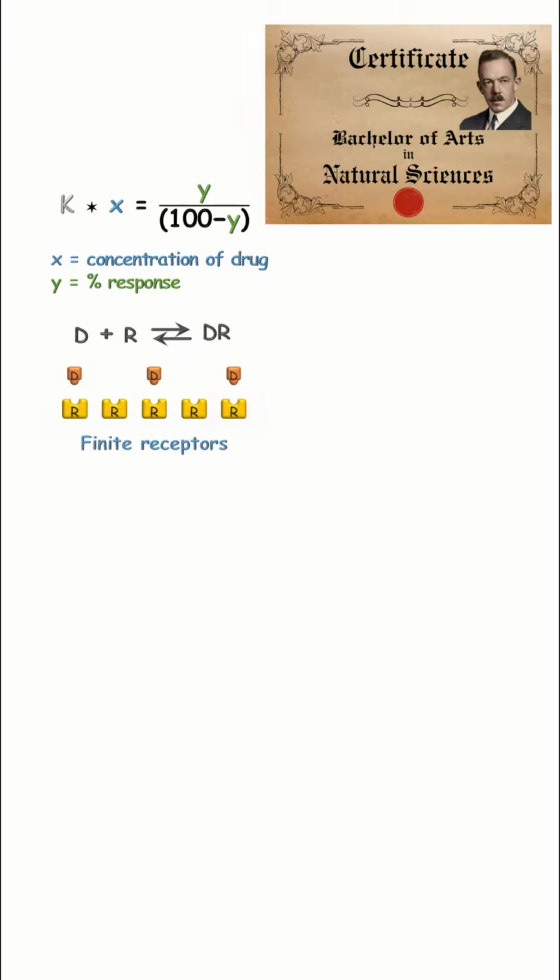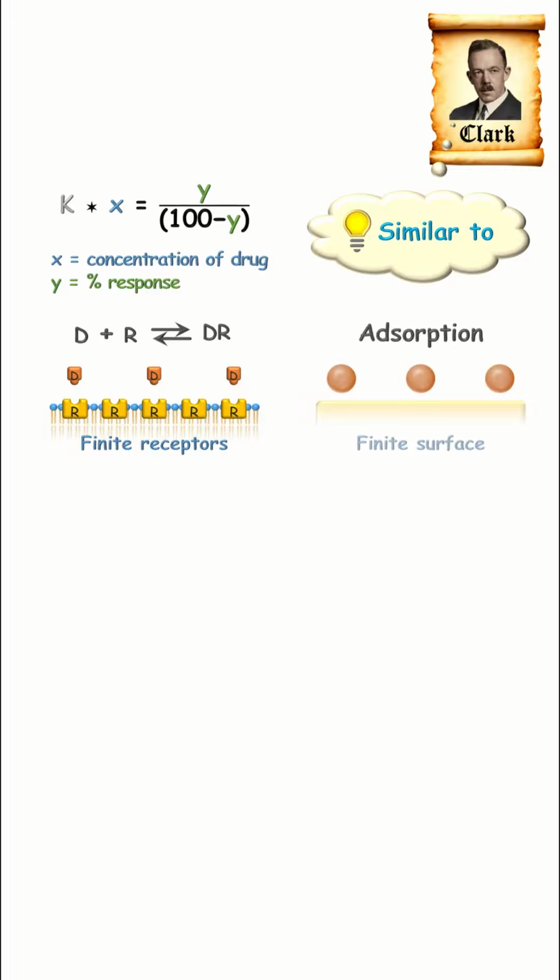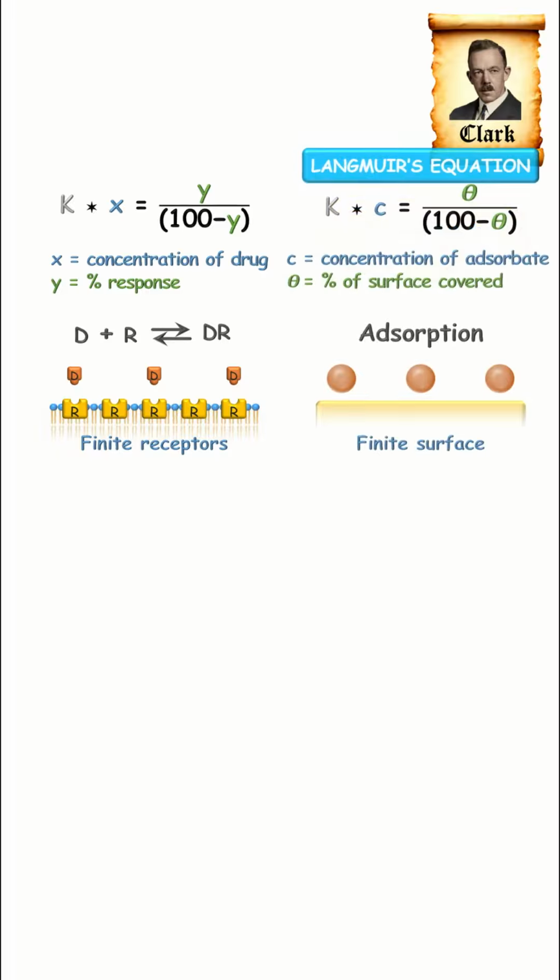With his background in physical chemistry, Clark recognized that this indicated a reversible interaction between the drug and a finite number of receptors, probably on the cell surface. This was similar to adsorption onto a finite surface as represented by Langmuir's equation.